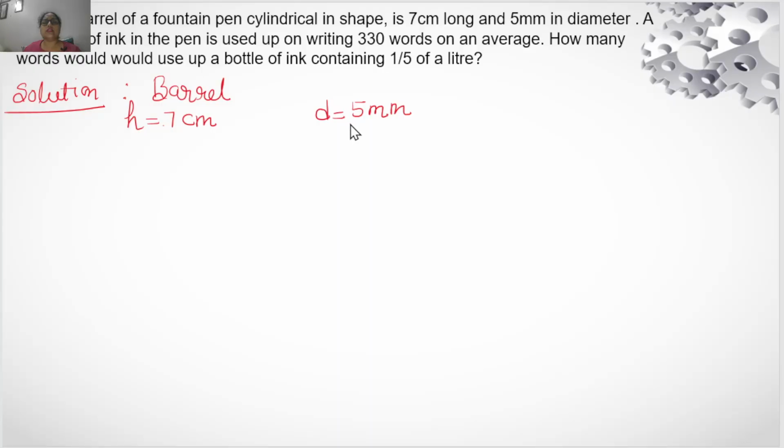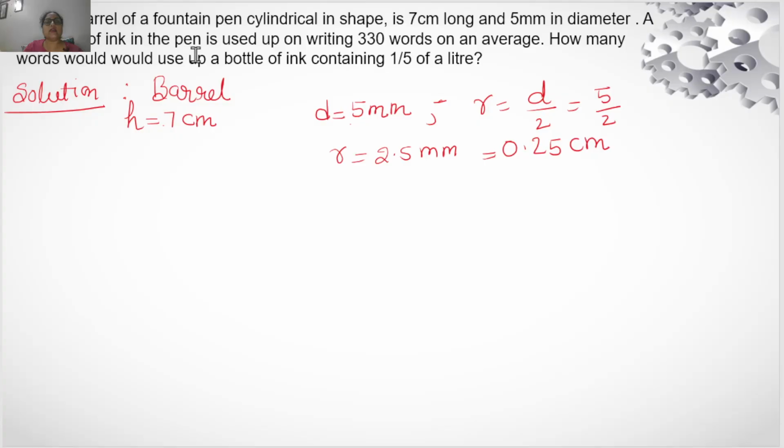So for changing this 5 millimeter, the very first thing, find out the radius from the diameter. So radius equals d upon 2, which will be 5 upon 2. That will be, the radius has come 2.5 millimeter, or you can write it in centimeter, which will come 0.25 centimeter.